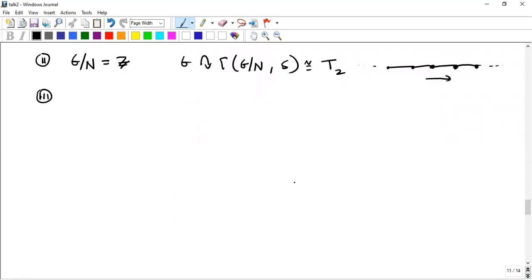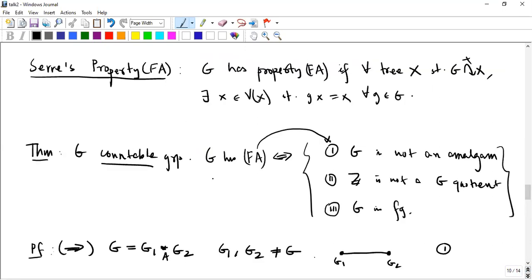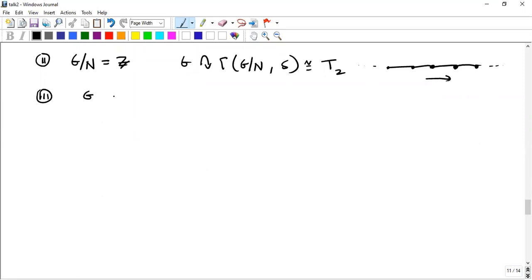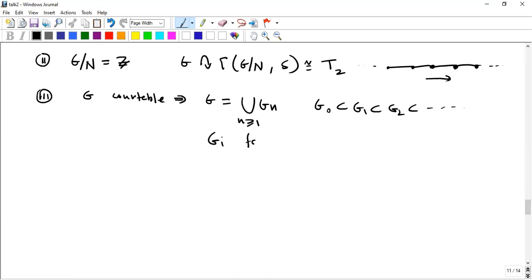Well, the point is, you can again suppose not. So the point is G is countable. So G is countable, which implies that it's an increasing union of finitely generated groups, not finite groups, finitely generated groups. So it's an increasing union of finitely generated groups, Gi finitely generated.